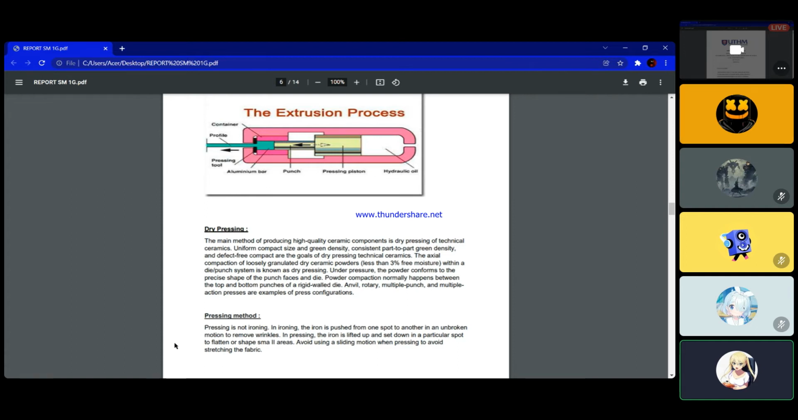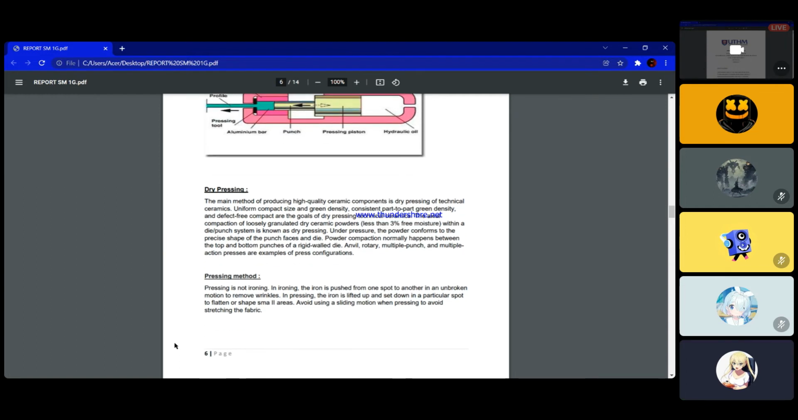Under pressure, the powder conforms to the precise shape of the punch faces and die. Powder compaction normally happens between the top and bottom punches of a rigid wall die. Anvil, rotary, multiple punch, and multiple action presses are examples of press configurations.